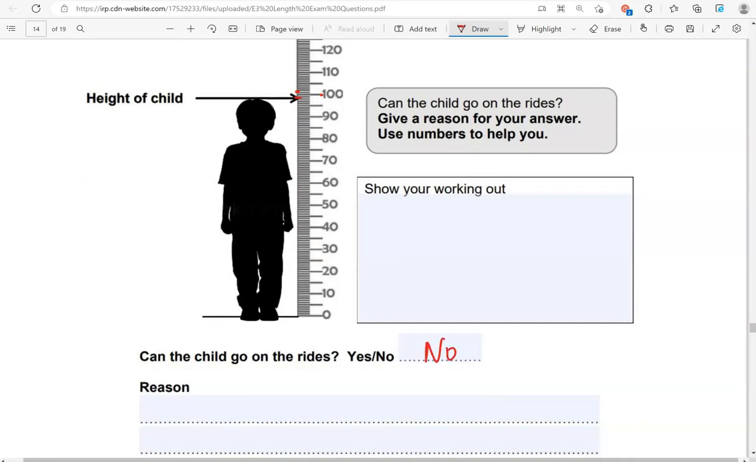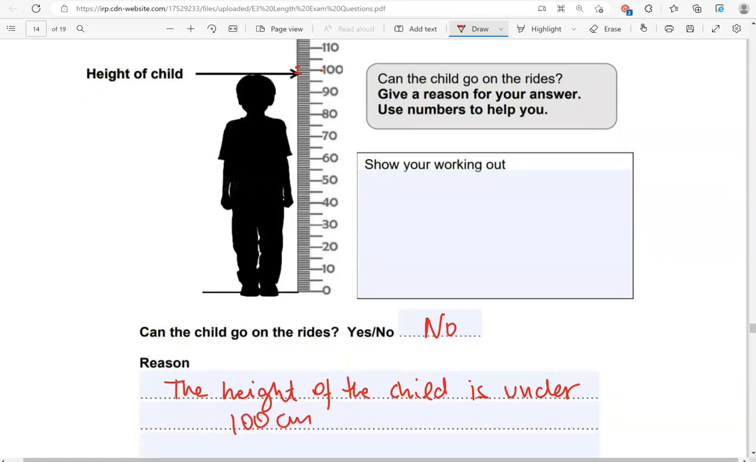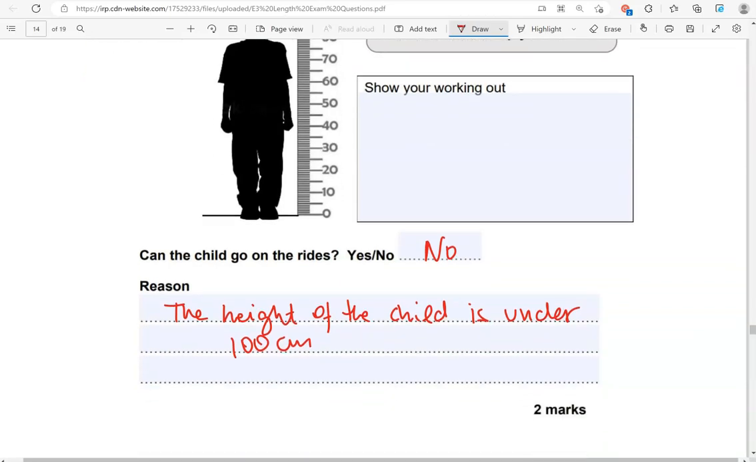And the reason is that the height of the child is under 100 centimeters. You don't need to specify like 98 or 99, whatever it might be. But if you want to, you can.